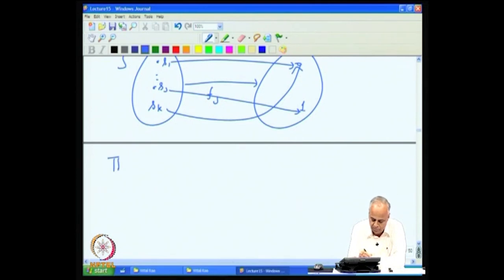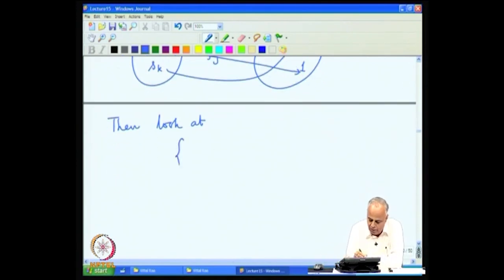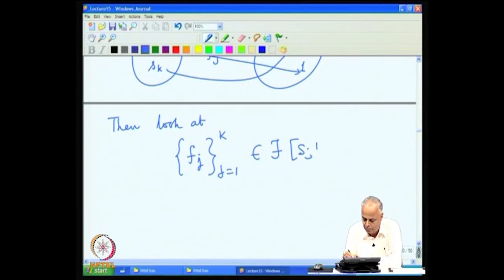Then, look at the functions we get like that. First, we get f_1 which takes s_1 to 1 and all others to 0. Then, we get f_2 which takes s_2 to 1 and all others to 0, and so on. So, we get the collection of functions f_j, j equal to 1 to k. They are all in the space of functions from S to R.